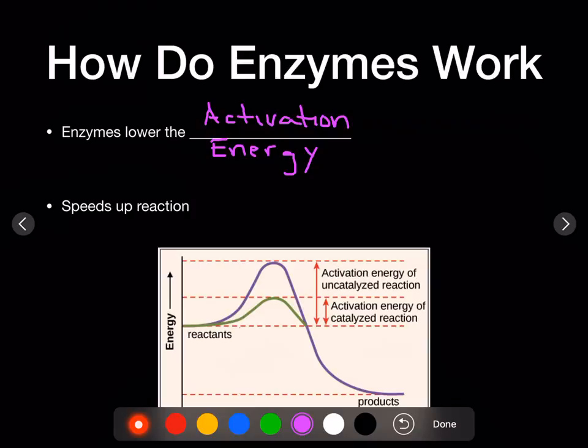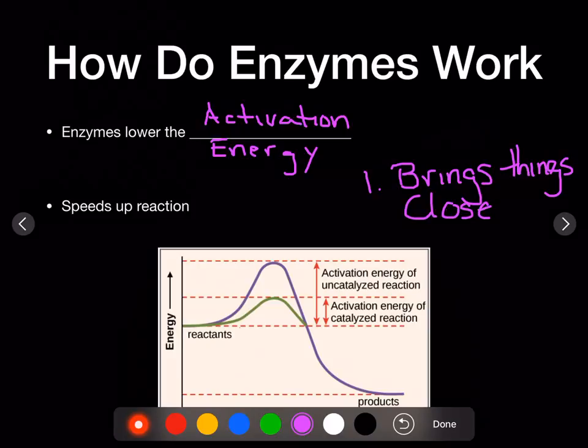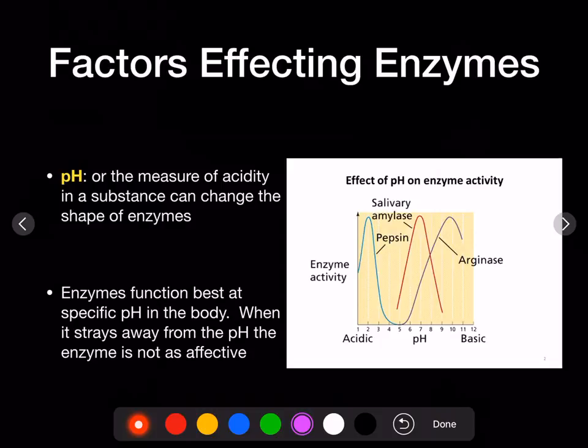So the enzyme does a couple things. One, it brings everything close together. It brings all of the parts very close together. And two, it speeds up the reaction. So by bringing everything close, it speeds up the biochemical reaction, and I'm going to write that RXN. So it brings things close together, and it also speeds up the reaction.